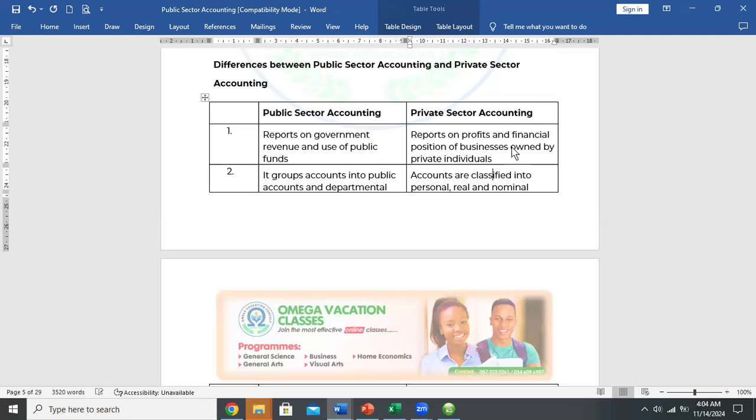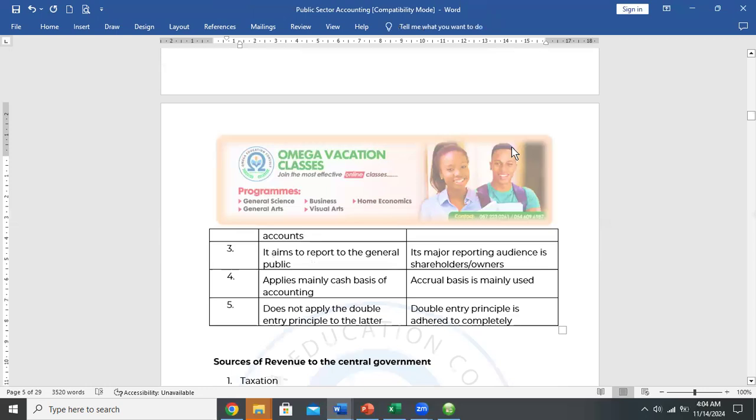Three, it aims to report to the general public. So public sector mainly reports to the general public. Private sector, its major reporting audience is the shareholders and owners. All the other interested parties, well, the shareholders are their focus because they are interested in the profit they are making from the business.